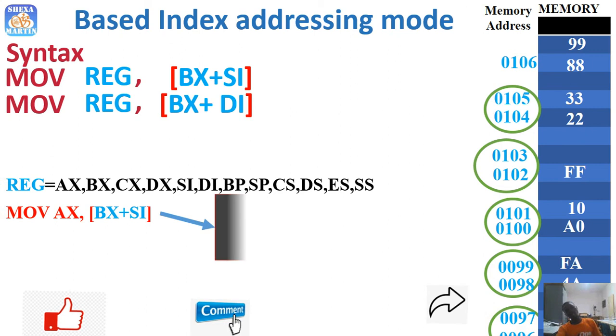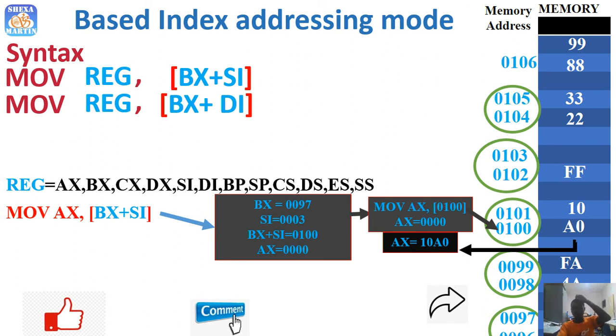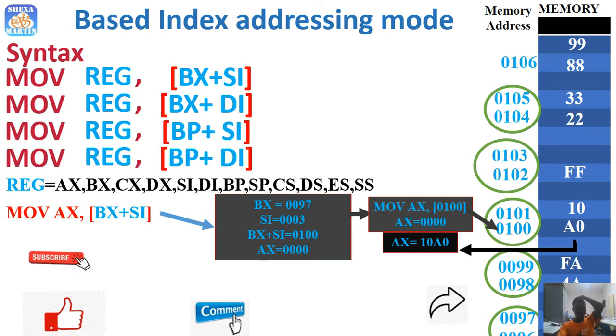So here's what happens. We add those two values. That is 0977, which is BX. And then SI is 003. Then we add the two. We get 0100. Then our instruction changes to move AX, 0100, and then the value that is in AX is still 0000, and then we take the value that is at that 0101 into AX. We are done. So same applies to other registers.